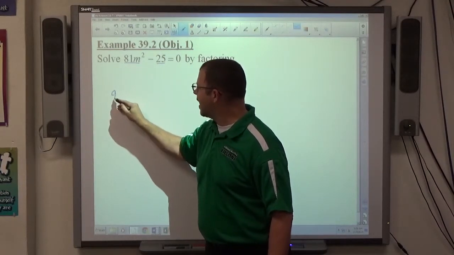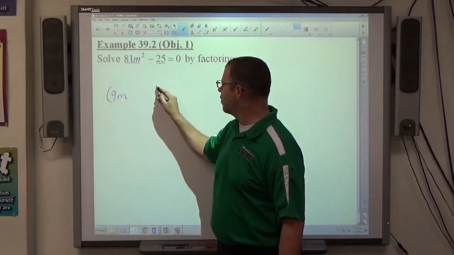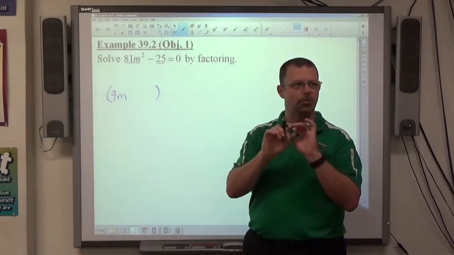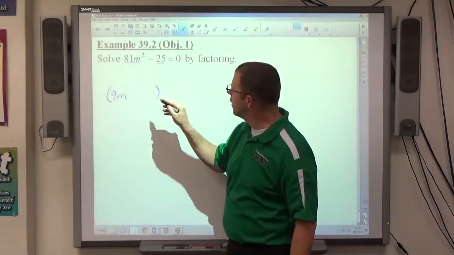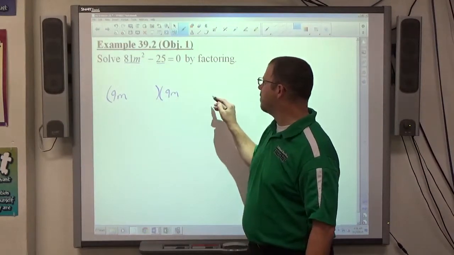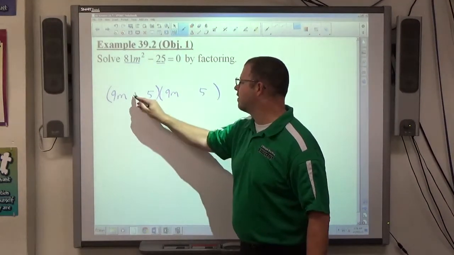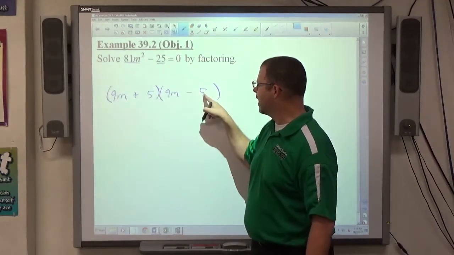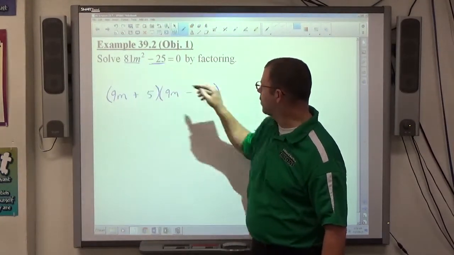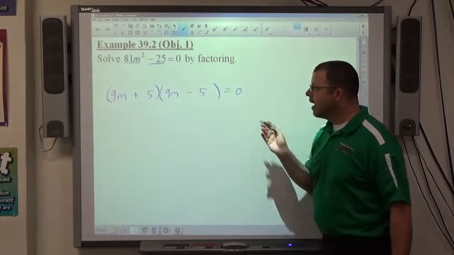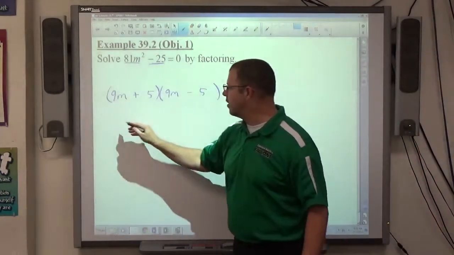81, the square root is 9. M squared, the square root is m. So if it's a couple perfect squares multiplied together, just square root both pieces. So 9m times 9m makes 81m squared. 5 times 5 makes 25. We do one sum and one difference, so we get the positive or negative 5 to make the negative 25 product we're looking for.